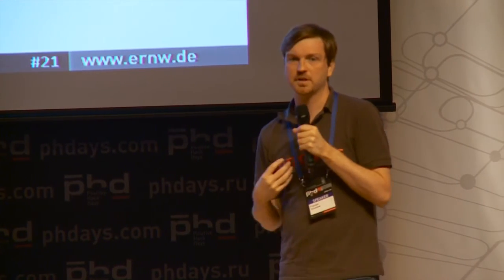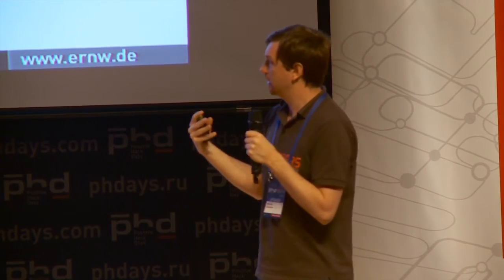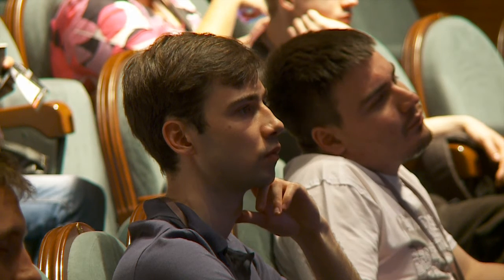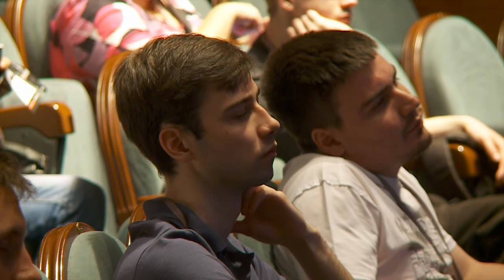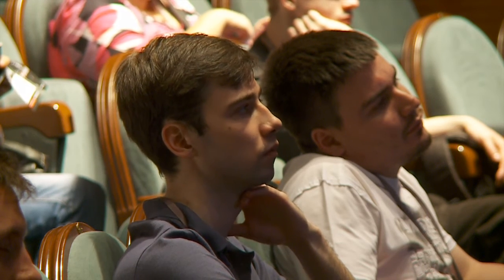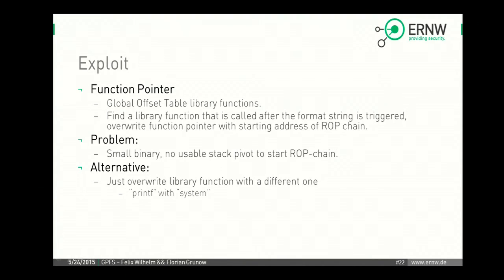In this case, this is not something that we can do, because we control the stack. The stuff that we are giving as the stack is not a real stack in TS status, it is the stuff that we are sending over the network. So an info leak is not possible. Then we decided, okay, what can we override? We went for function pointers, namely the global offset table, and we tried to override library functions. So what we needed to do is find a library function that is called after the format string is triggered, override its pointer, and let it point to the start of our ROP chain, for example.